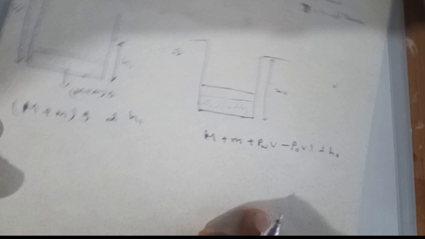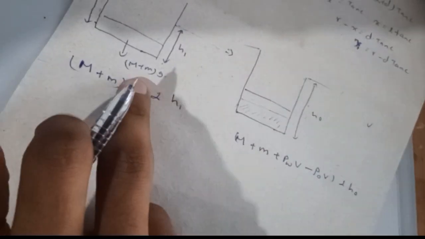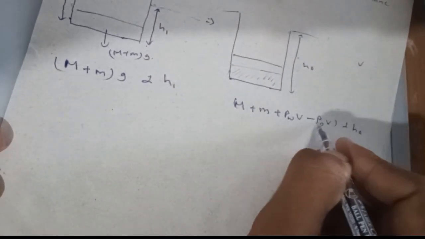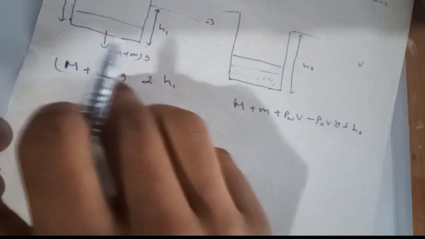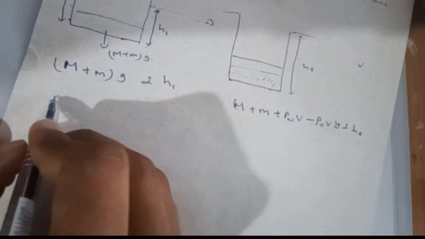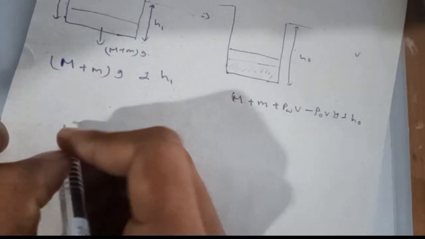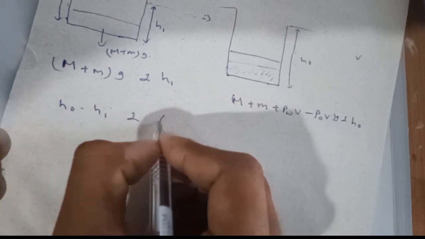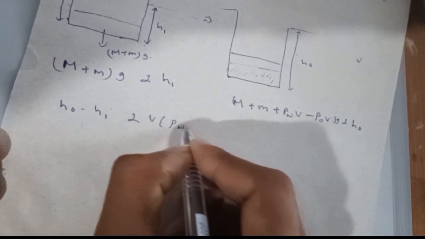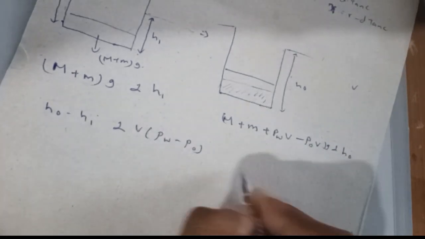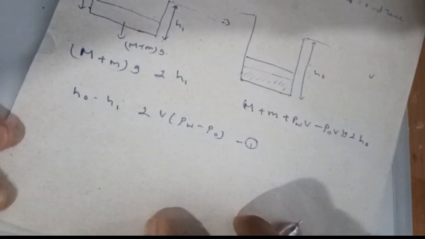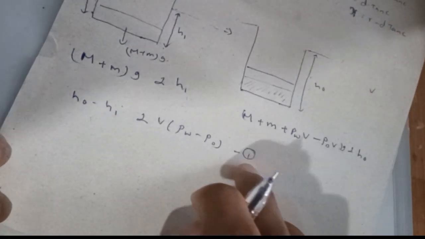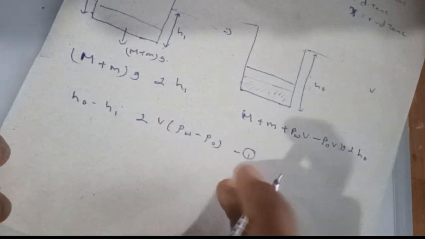So what I can do here is subtract both of these expressions, right? No need of g also, okay? It's also a constant, right? So if I subtract both of them, I would get H naught minus H1 proportional to V times rho w minus rho naught, right? This is our expression number 1. Now still we have a proportionality, so we should divide by an expression.